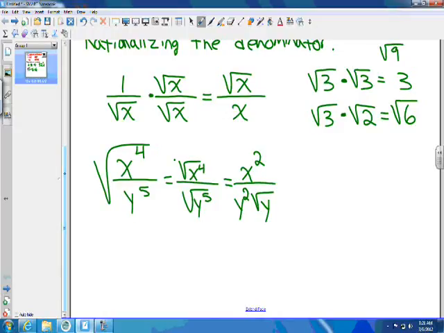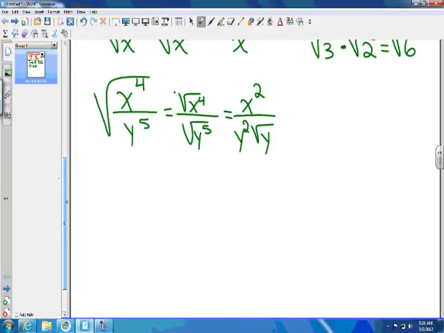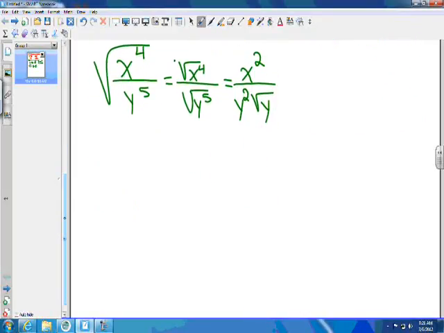But what's the problem? Got a radical in the bottom. What do we need to multiply by? Square root of y, on the top and the bottom. You would put absolute value if it was an odd. Remember, if your index is even and your ending exponent is odd, that's when you put it in absolute value.